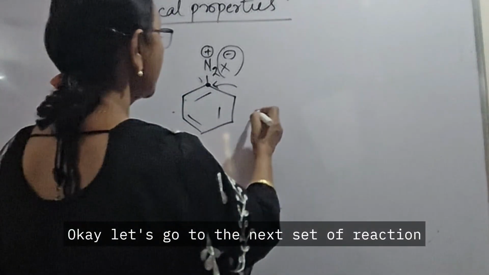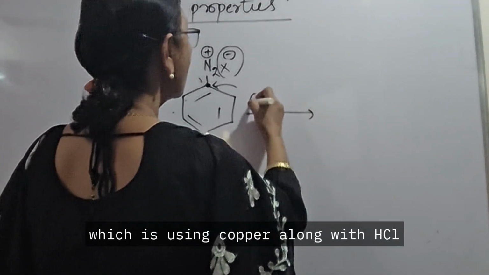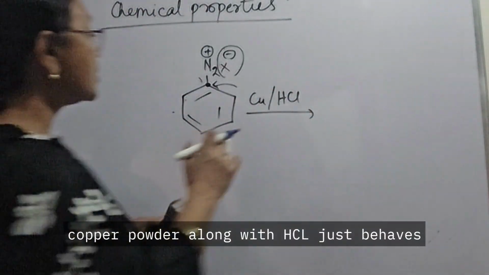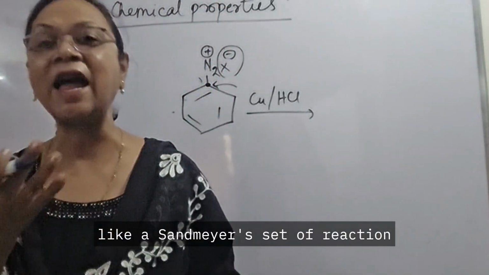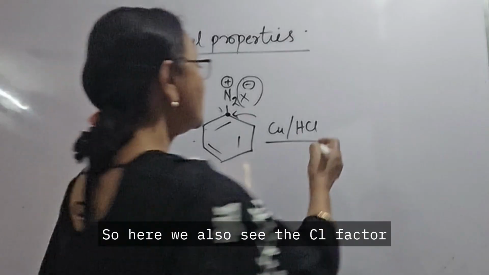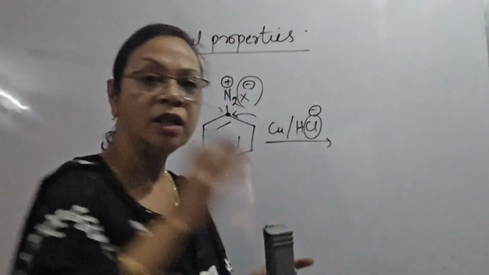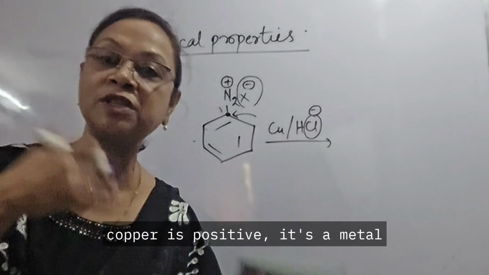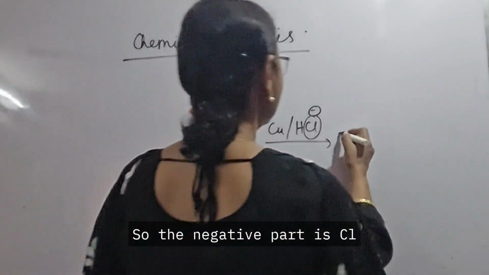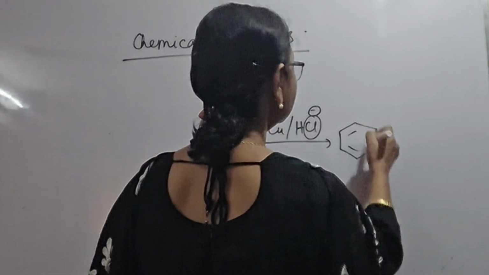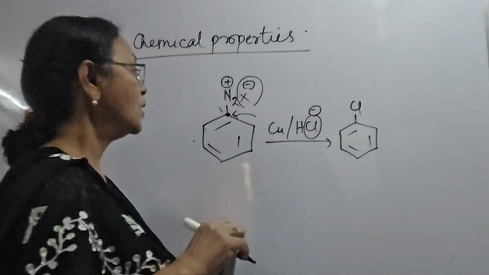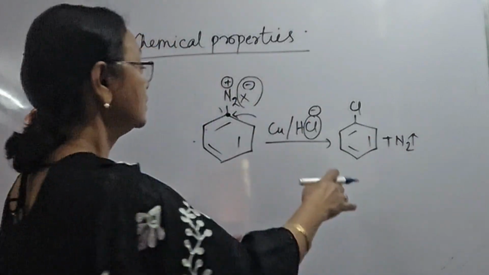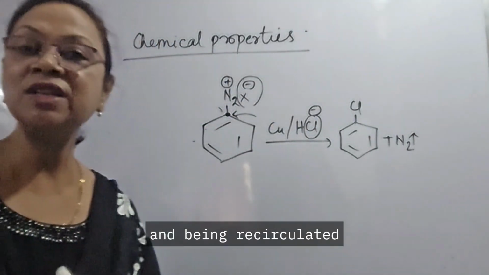Okay, let's go to the next set of reaction, which is using copper powder along with HCl. Copper powder along with HCl just behaves like a Sandmeyer's set of reaction. So here also see the Cl factor, which is the nucleophile. You focus on the negative part. What is the negative part in this entire thing? Hydrogen is positive, copper is positive, it's a metal. So the negative part is Cl. So naturally you will get chlorobenzene once again, with nitrogen gas being involved, and the HCl coming back, HX coming back and being recirculated.